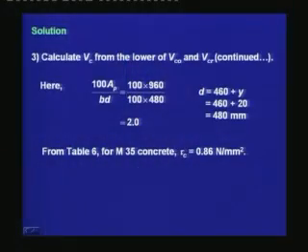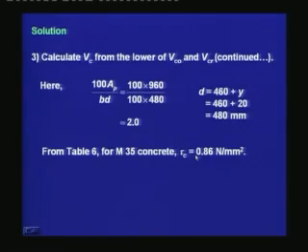From this, we calculate the percentage of the prestressing steel, which is 100 times the total area, which is 960, divided by the breadth of the web, which is 100, and the depth of the CGS, which is 480, which gives the value of 2. From table 6, for M35 concrete, we can find out tau c is equal to 0.86 Newton per millimeter square.